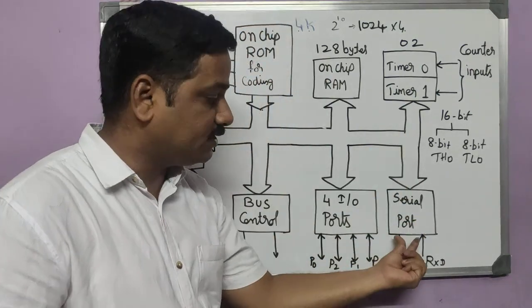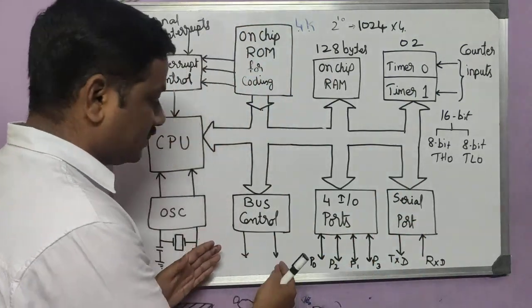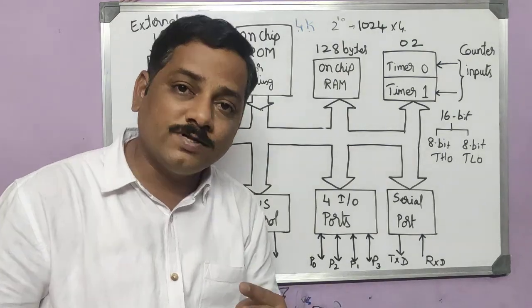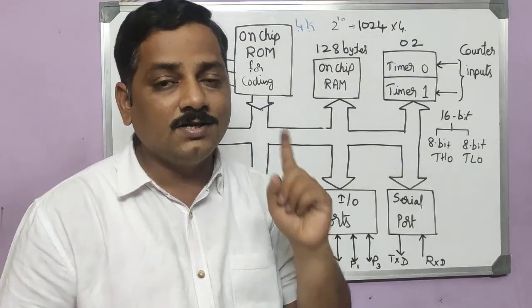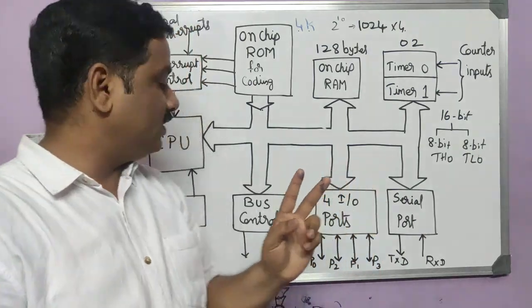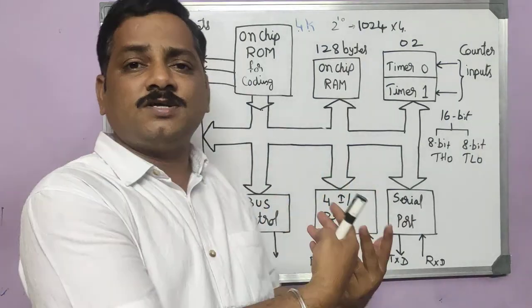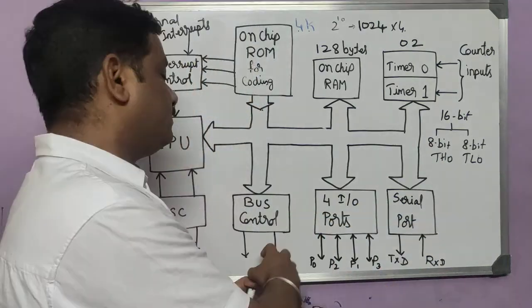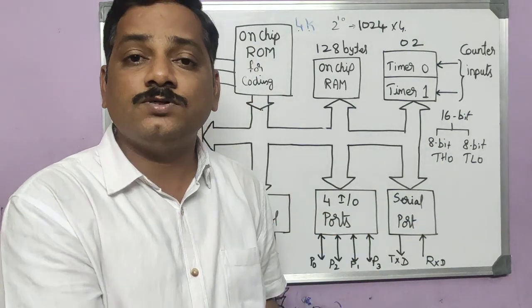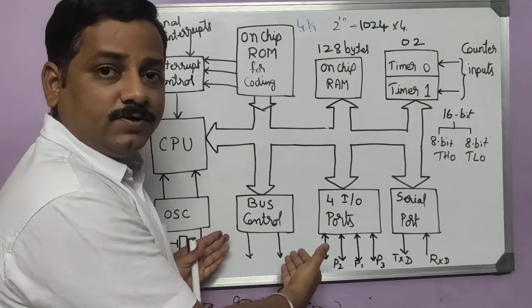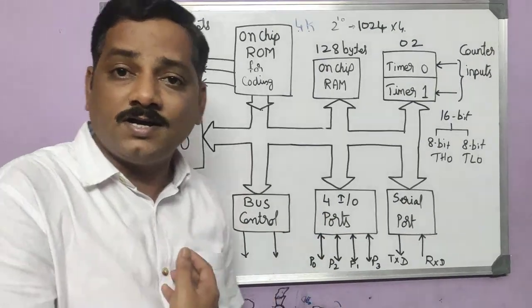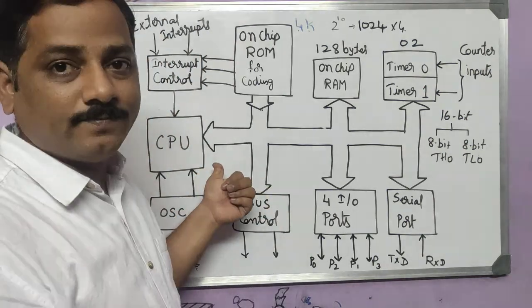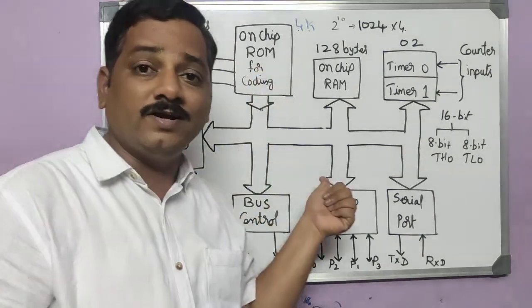Next we have the serial port. First let me come to this part here: bus control. Bus control means we will have two buses here, the address bus and the data bus. Whenever you are fetching some data, you have to use the data bus. If you are just looking at the address, you have to make use of the address bus. This unit is going to decide whether I am using an address bus or a data bus. That totally depends upon the CPU and what program we have written.